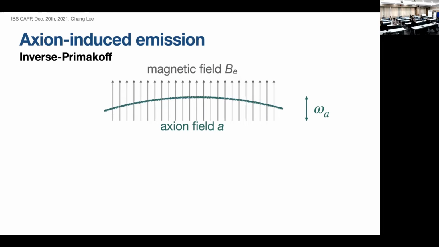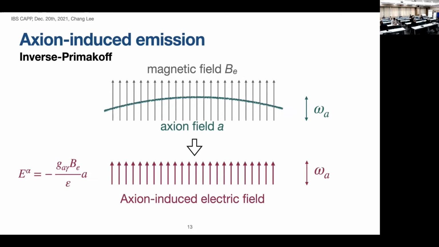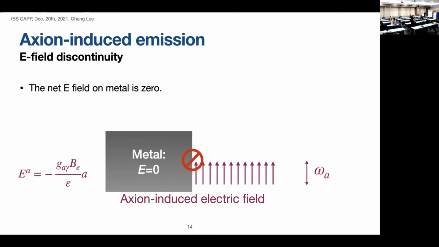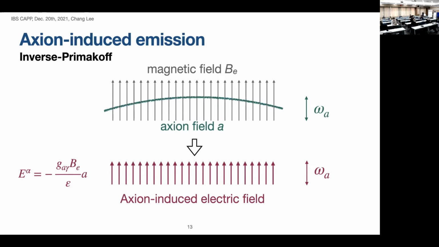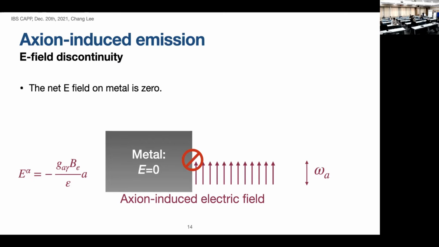Now, if there is a strong magnetic field, the axion field can couple with the magnetic field and create the axion electric field. I call this E_a, proportional to the coupling, the magnetic field, and the axion field, and inversely proportional to the dielectric constant. And this again oscillates with omega_a. Now, for a cavity, you just put the cavity structure inside and then measure this E_a. But I want to think about the case when there is a metal in this field. Basic electromagnetism states that the electric field inside a conductor or metal has to be zero.